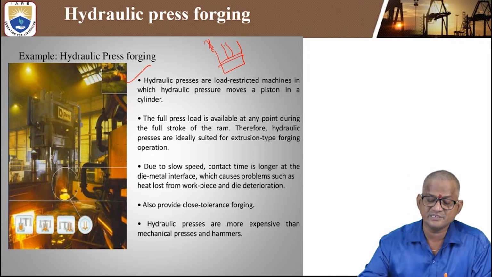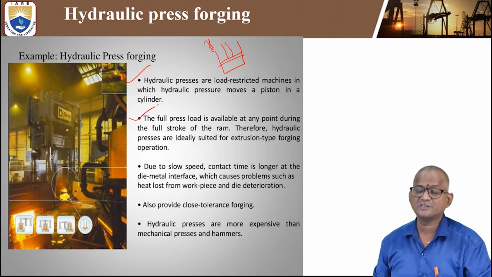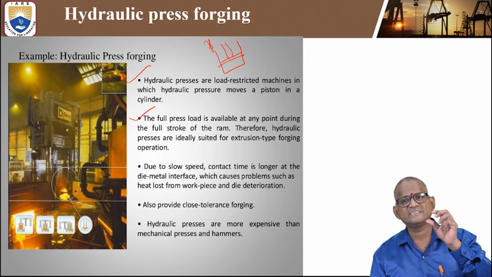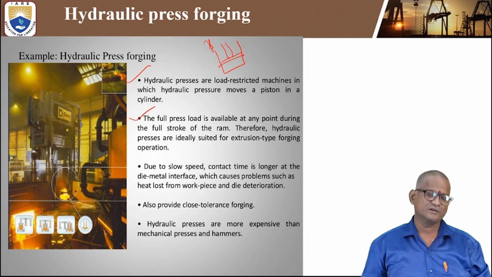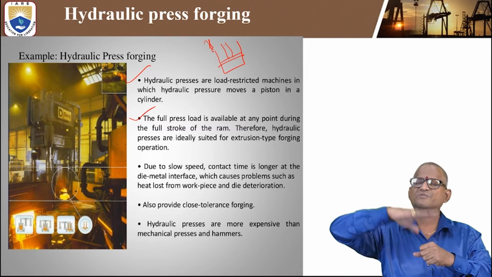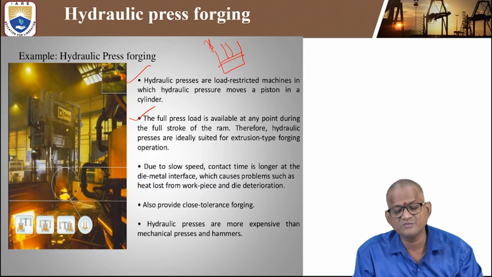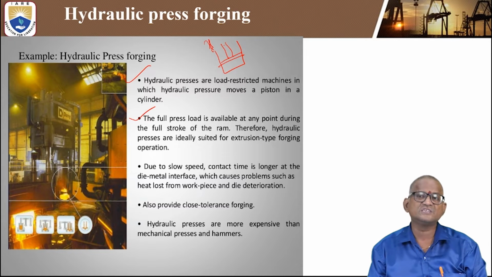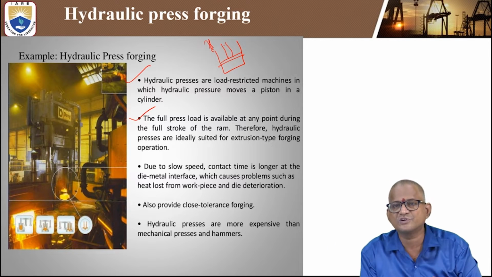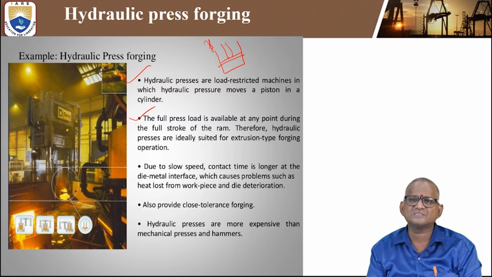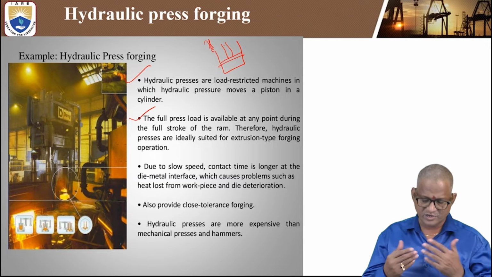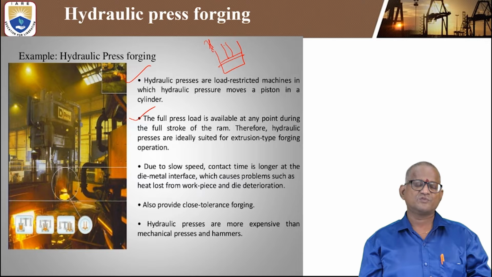The second important point is the full press load. The full press load is available at any point during the full stroke of the ram. Here there is one central ram, and it moves up and down. Obviously, full press load is available at any point during the full stroke of the ram, and therefore hydraulic presses are ideally suited for extrusion type forging operations. These machines are most widely used in extrusion type forging operations.